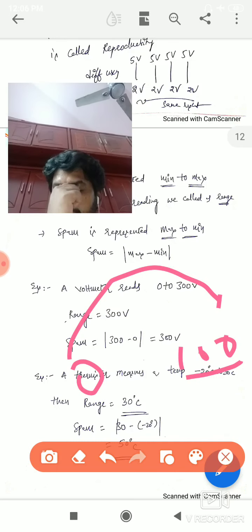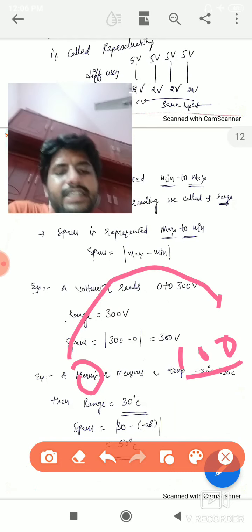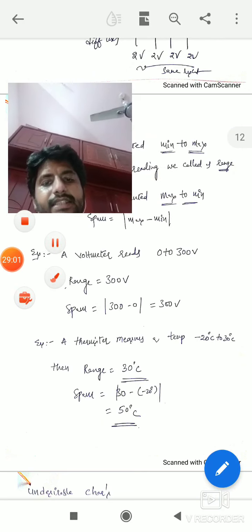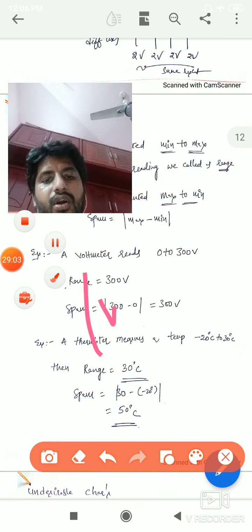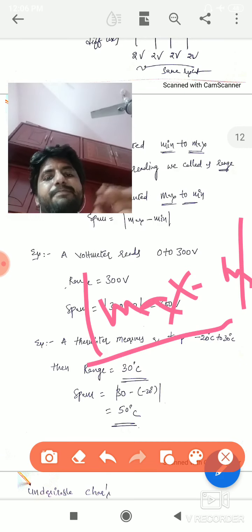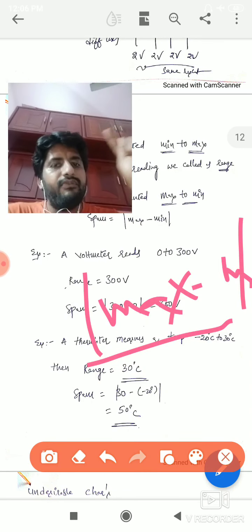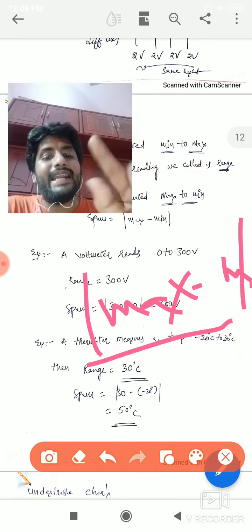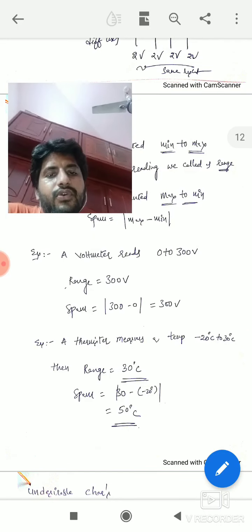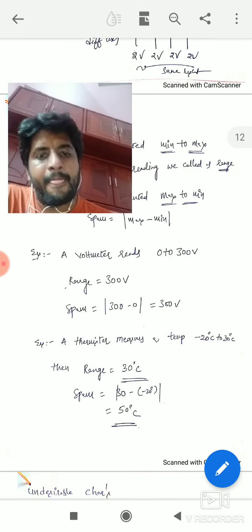What is a span? Span represent maximum to minimum. So span represents the maximum to minimum. So that means span is equal to mod of maximum minus minimum. We can call it as a span. So maximum value to minimum value, we can call it as a span. Minimum value to maximum value, we can call it as a range, right? Now we'll discuss. I'll give one example, so with that you can clearly understand what is a range and what is a span, right?